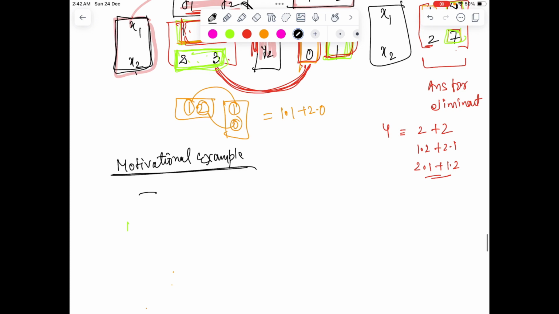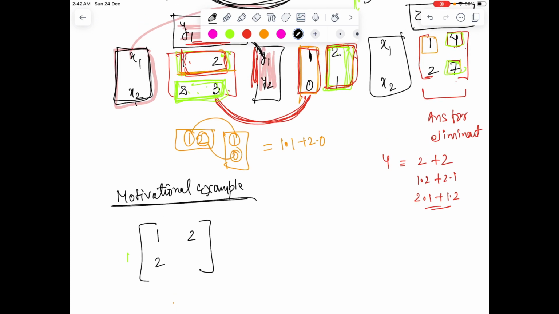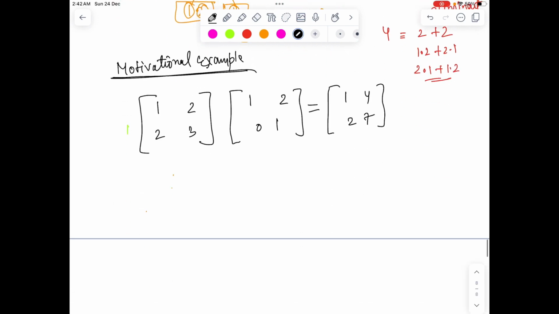Try to understand this with a motivational example, and we'll decode exactly the same problem in different ways. So we have a matrix 1 2 2 3, another matrix 1 2 0 1, and by the multiplication we are getting the result 1 4 2 7. Okay, so we'll try to decode this problem in a slightly different way.